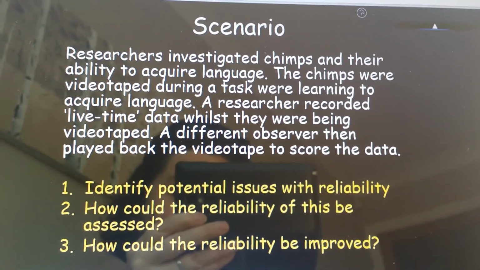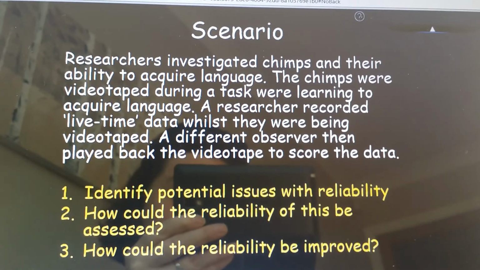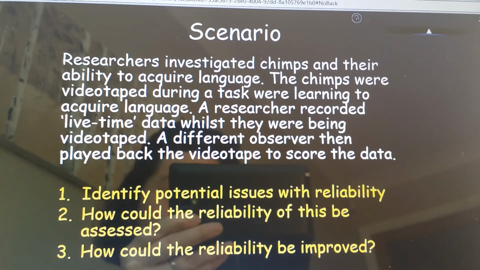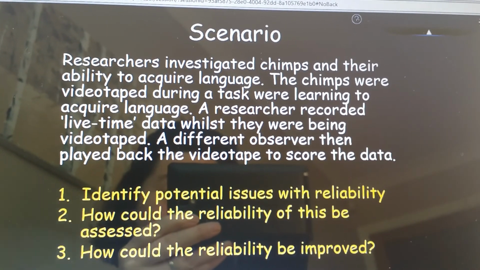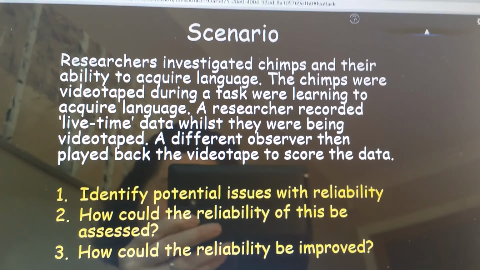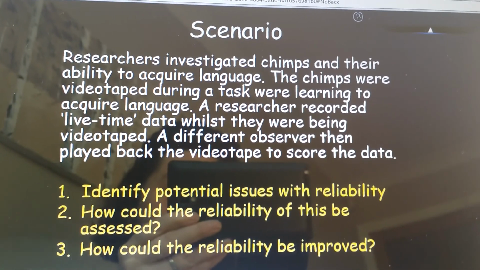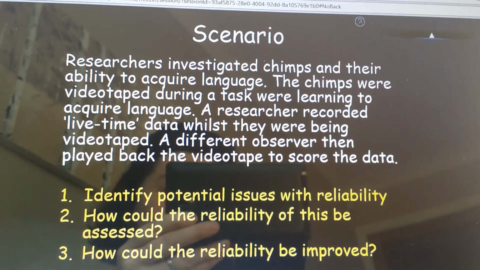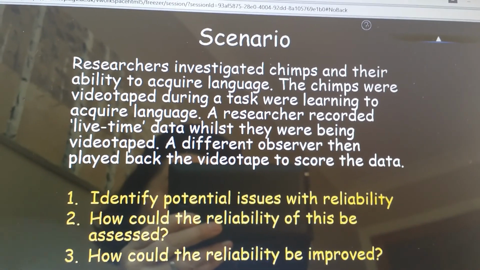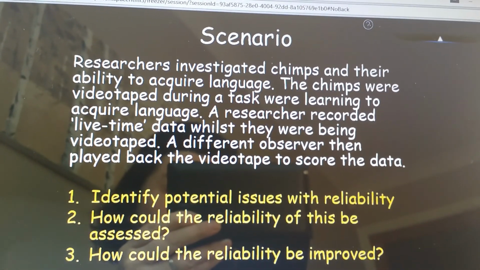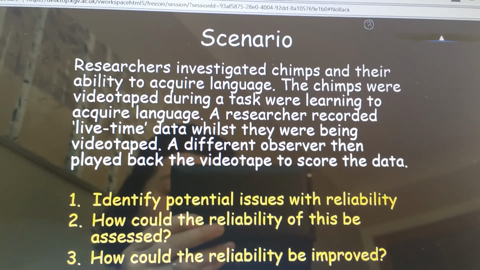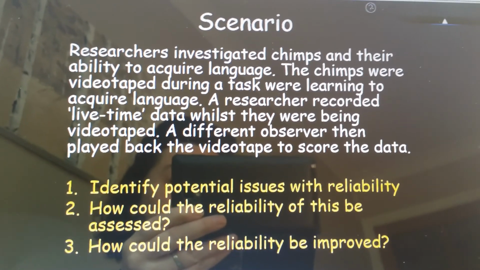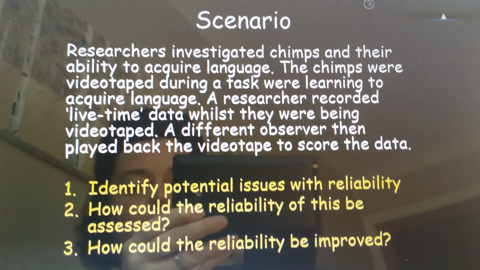How could the reliability of this be assessed? You would compare two raters to see if they both marked down the same behaviours for acquiring language. If they were in line with each other, you would say that this was reliable. You could carry out a correlation between the two observers. The closer it is to 1, we can say it's a positive correlation between two observers and therefore is considered reliable. How could we improve it? We could tighten up the categories. We could ensure that the categories were easier to measure.